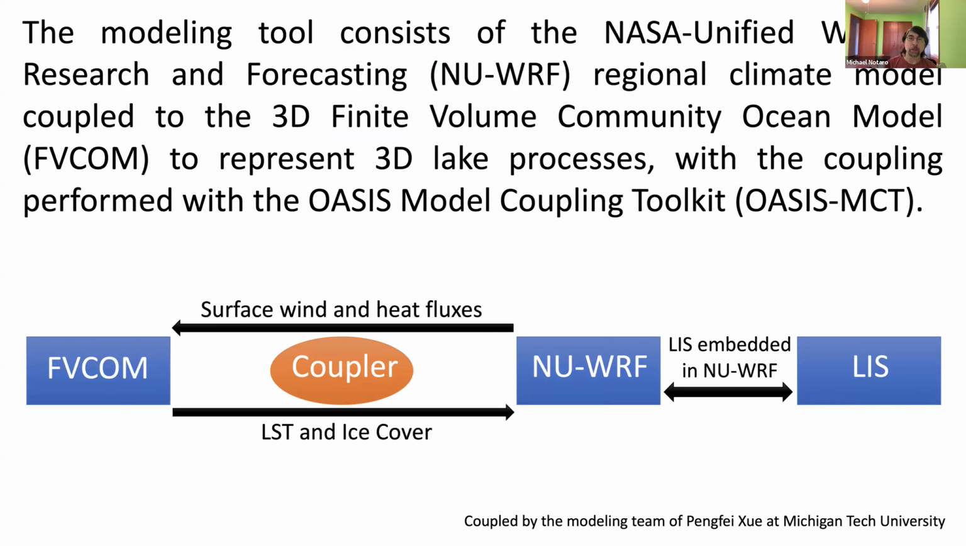The specific tool that we are currently using is a NASA Unified Weather Research and Forecasting, NU-WRF, regional climate model, that was coupled to the Finite Volume Community Ocean Model, FVCOM. So this regional model is 3 kilometers. It's run across the Midwest and Great Lakes region, coupled to FVCOM to represent the 3D circulation within the Great Lakes in our region. So next slide.